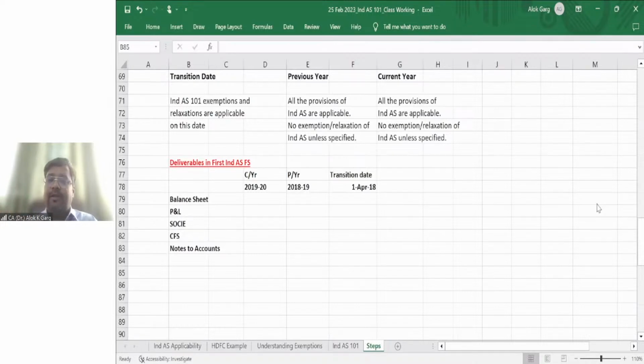If I talk about accounting standard, balance sheet is there, cash flow is there, P&L is there, and notes to accounts. But in Ind AS, there are 5 components to the financial statement, right? One is balance sheet, P&L, statement of changes in equity, cash flow statement, and notes to accounts. Right?